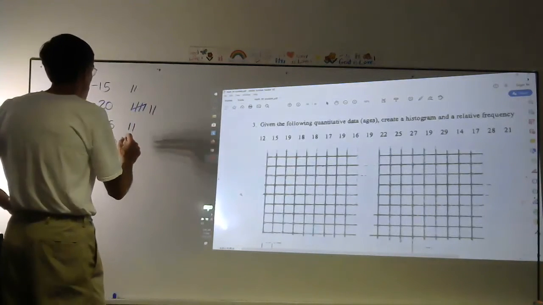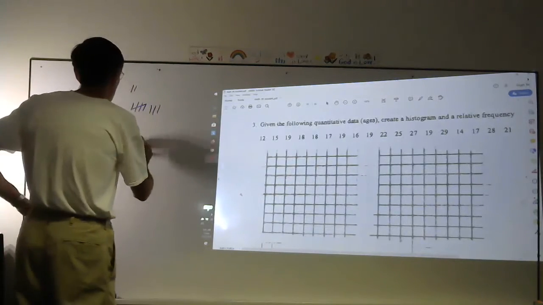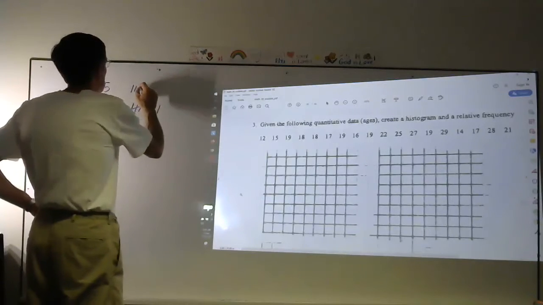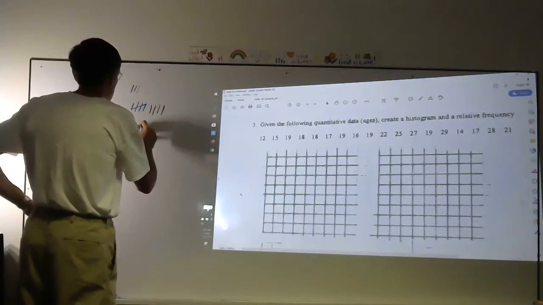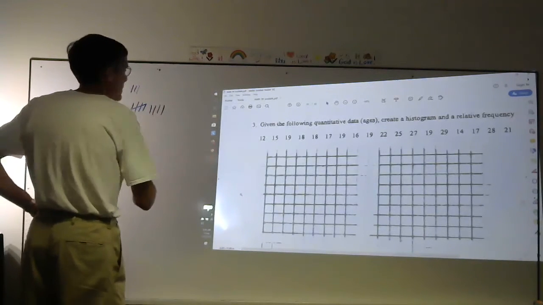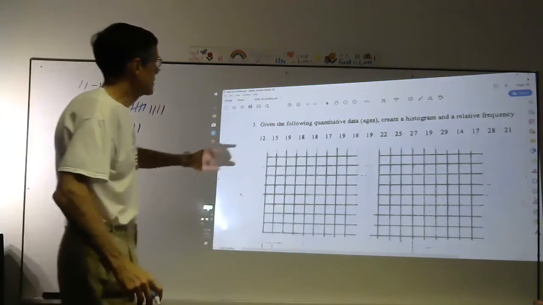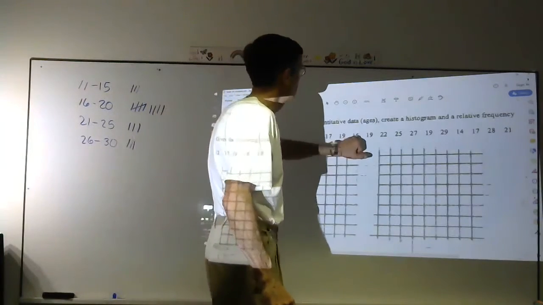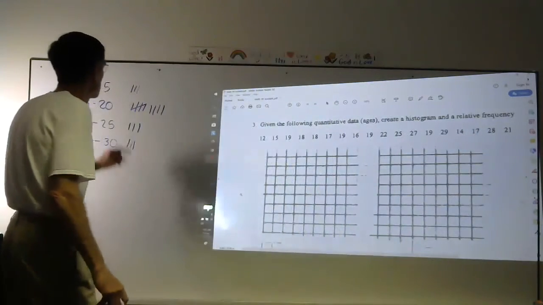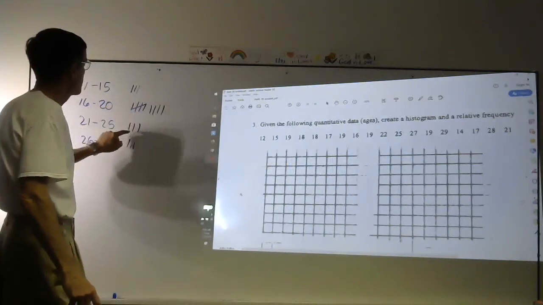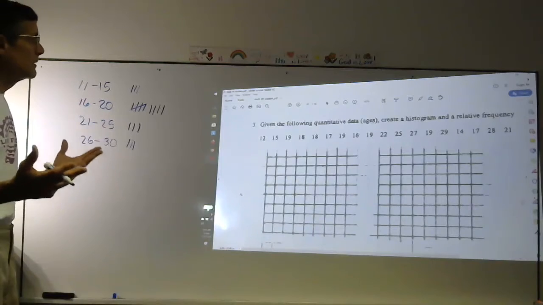I've got a 27, which is down in this group. 19 is back in this group. 29 is down here. 14 is back in this group. 17 is in this group. 28 is down here. And 21 is here. Okay? So let's double check that I did this right. 1, 2, 3, 4, 5, 6, 7, 8, 9, 10, 11, 12, 13, 14, 15, 16, 17, 18 scores. 3 and 9 is 12, 13, 14, 15, 16, 17, 18. Got it. Okay? So we want just a regular histogram.